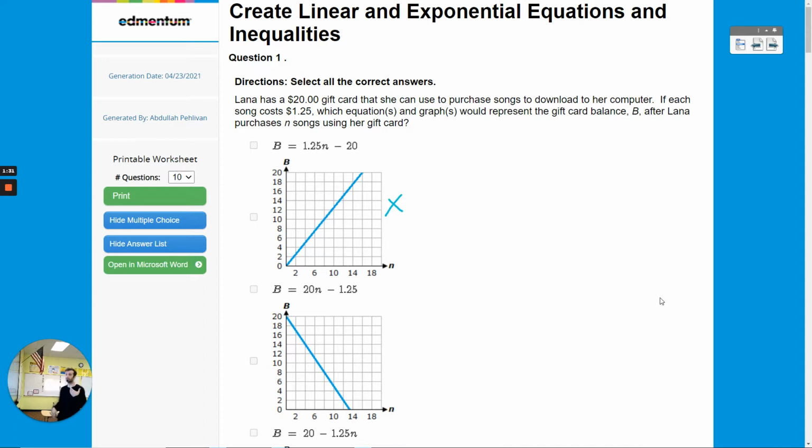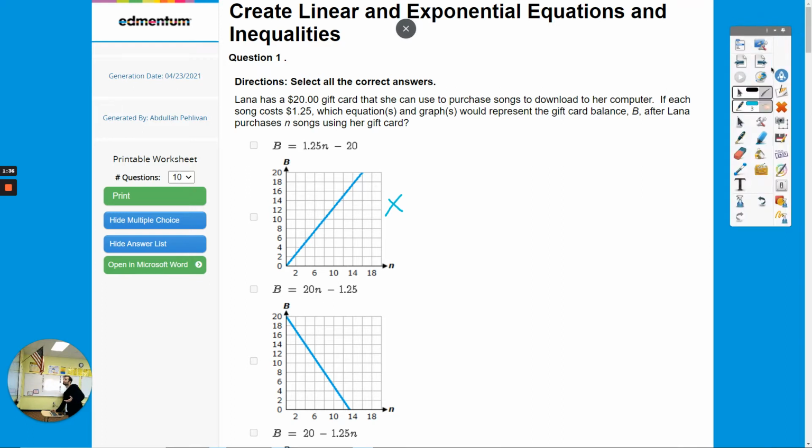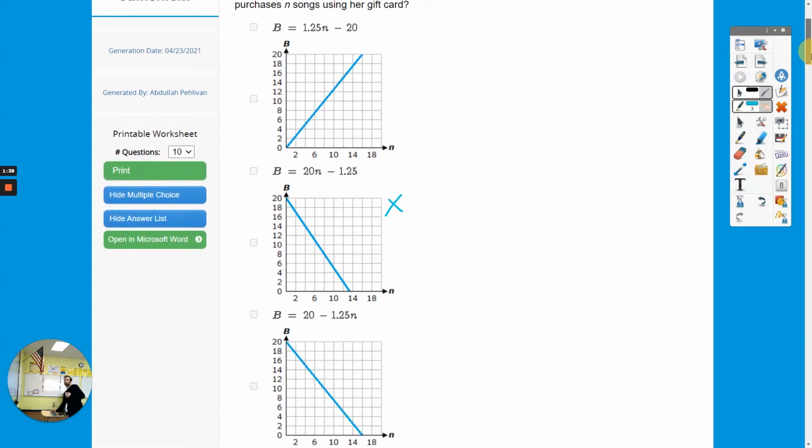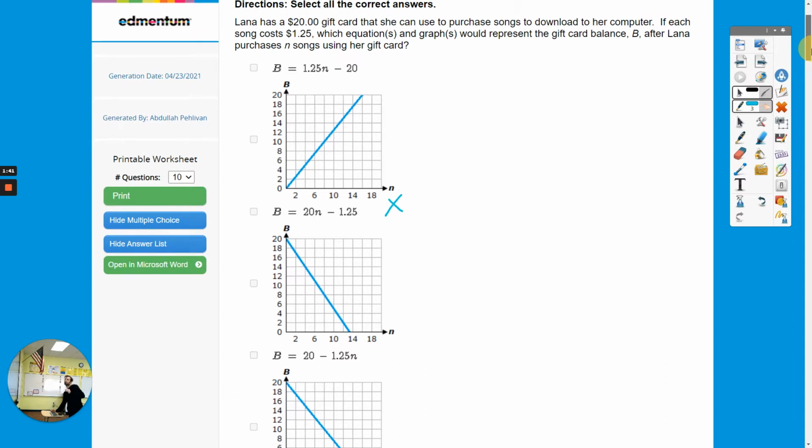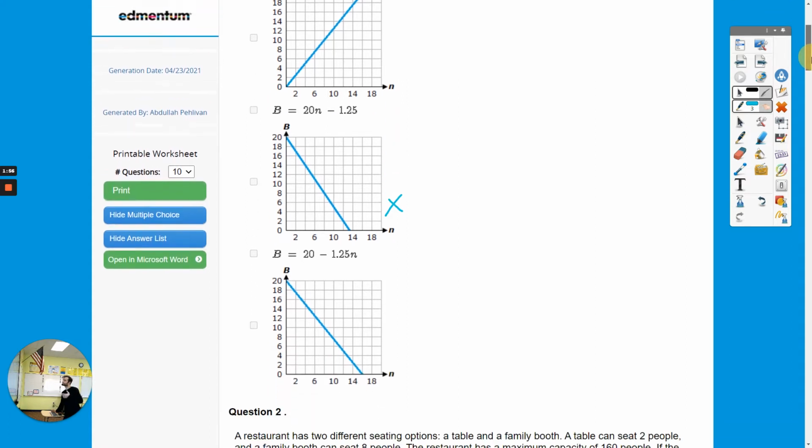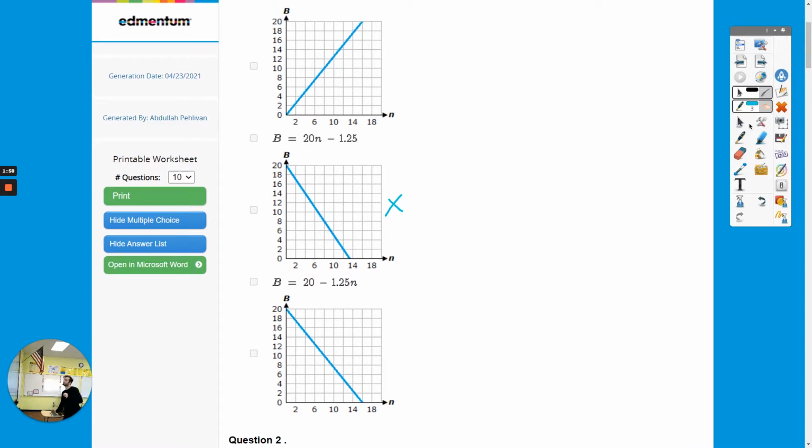So the second graph, it looks right. I don't know if the numbers match though, so that's one thing we need to check for sure. But we can definitely cross out the first option. The second option looks right as well. So now the numbers, let's see how many songs she's going to purchase. Does it say anything about it? No, it does not. It says n songs. We don't know how many, so it could be 1, 2, 3, 4, 5, 6, and so on. For each, she's going to pay $1.25. Now, let's see. This graph starts from $20.